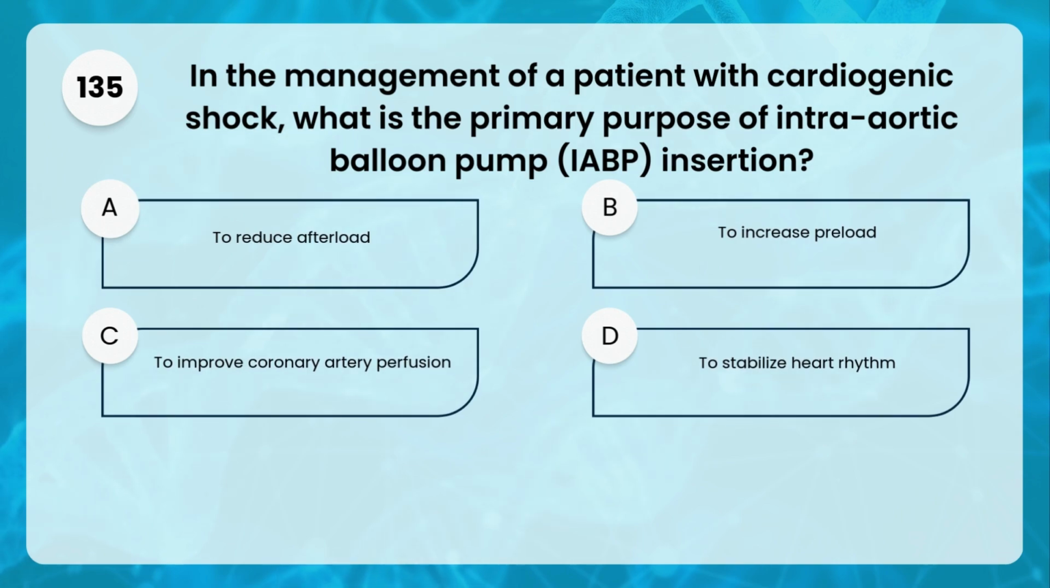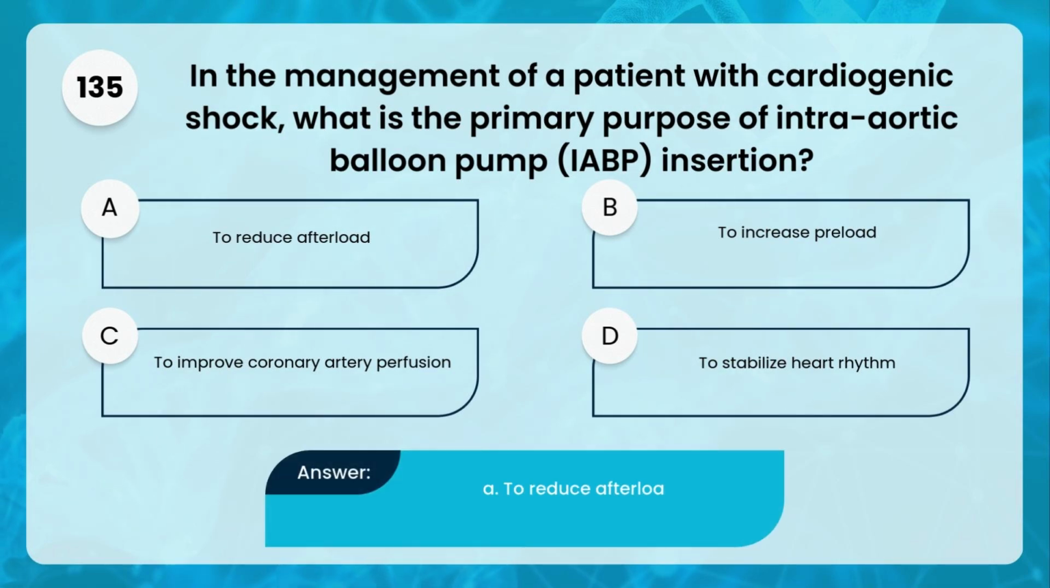135. In the management of a patient with cardiogenic shock, what is the primary purpose of intra-aortic balloon pump, IABP, insertion? A. To reduce afterload. B. To increase preload. C. To improve coronary artery perfusion. Or D. To stabilize heart rhythm. The answer is A. To reduce afterload.